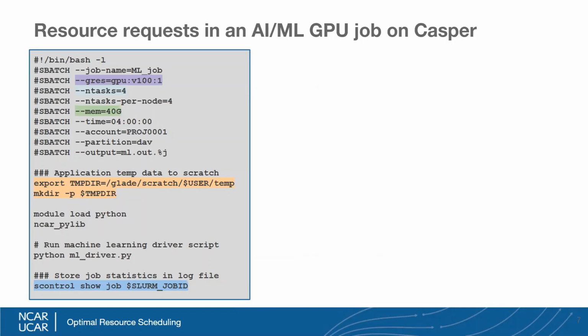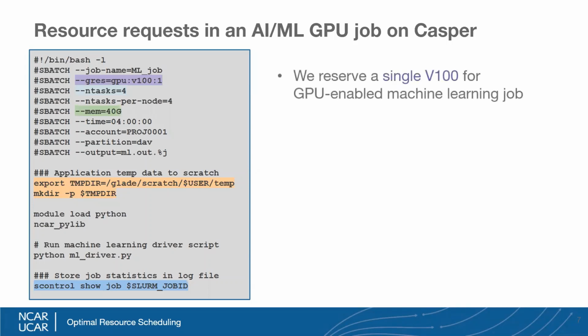Now, here's a Casper example. So here's a Slurm batch job. In this example, I'm submitting a hypothetical machine learning or AI GPU job on Casper. Things are a little more interesting here. So here I'm reserving a single V100 GPU for the machine learning job. We've talked about this before, but it's important to note that I'm using the gres option.